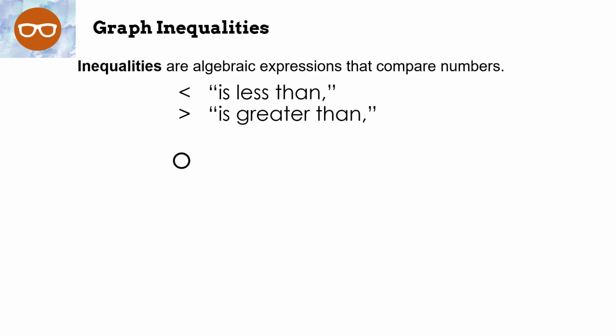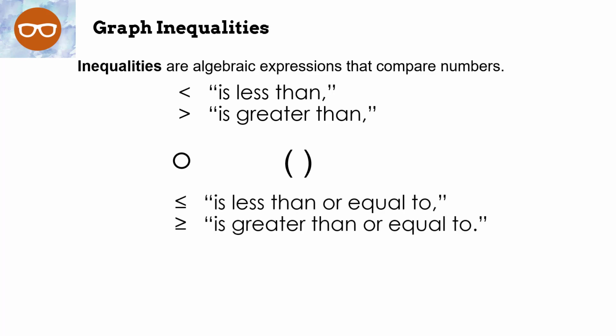Now, some of you have learned to use an open circle on the graph, and this is super correct. For this video, we're going to be using parentheses. The first symbol is less than or equal to, and the second symbol is greater than or equal to. Most of us are familiar with using the closed circle on a graph, but for this video, we're going to be using brackets. So let's see how it works.